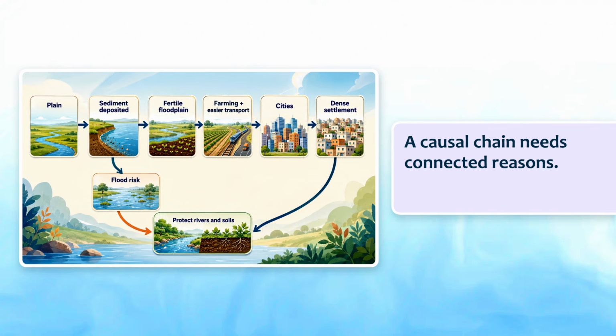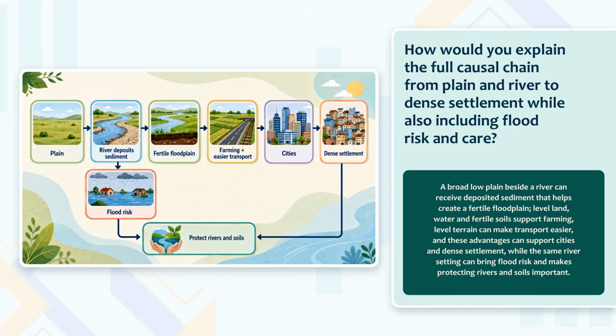The strongest answer explains every arrow. A causal chain needs connected reasons. Benefits, risk, and care all belong in the final explanation. Follow the main chain and then the risk branch. How would you explain the full causal chain from plain and river to dense settlement while also including flood risk and care? Now connect every learned step in order.